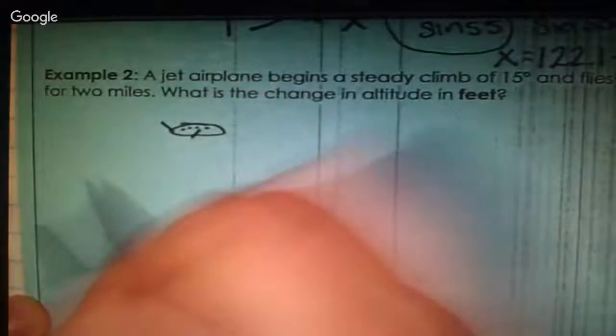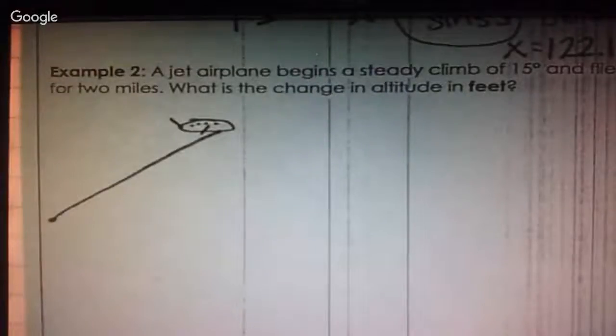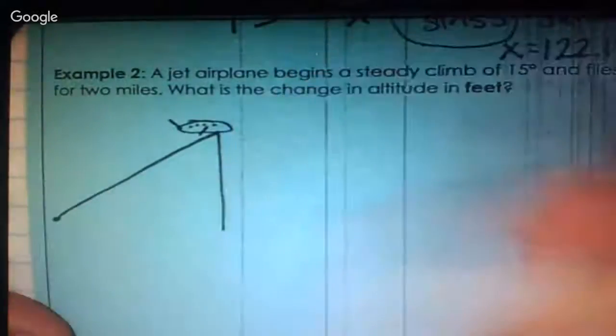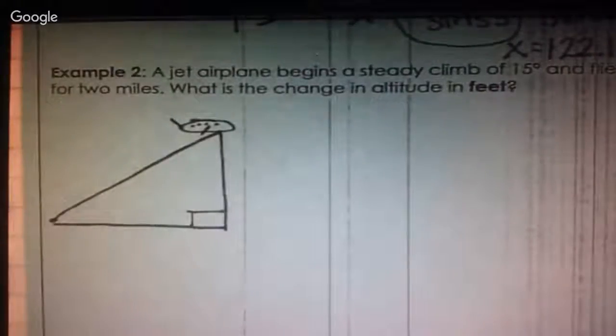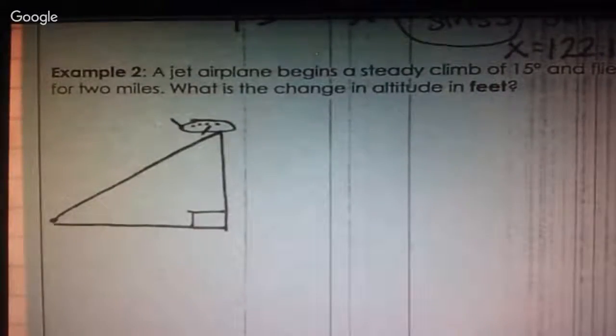Okay. So, when the airplane takes off, where does it start? On the ground. So, let's make ourselves a triangle now. It says a jet airplane began a steady climb of 15 degrees. So it's climbing up 15 degrees. Where's 15 going? In this bottom corner.